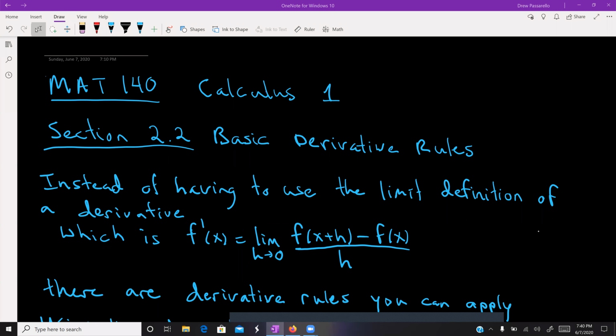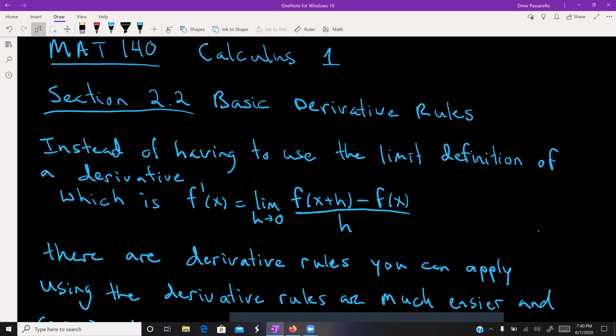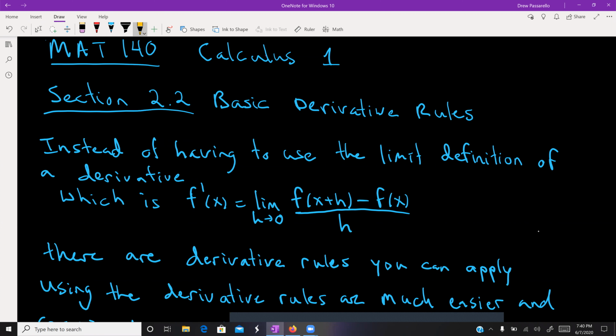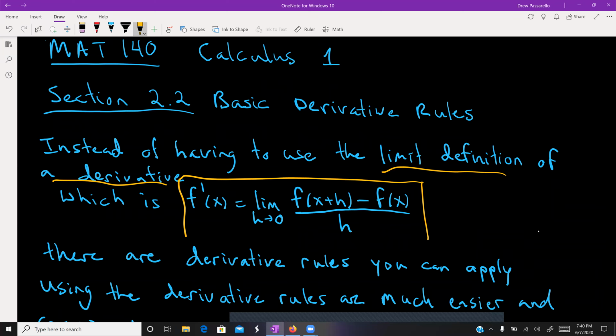So this is section 2.2, basic derivative rules. Last section dealt with using the limit definition of a derivative. We've talked about the tangent line, where you find the slope of the tangent line, which the derivative can give you for any particular point. So that was dealing with this formula. This was from section 2.1.